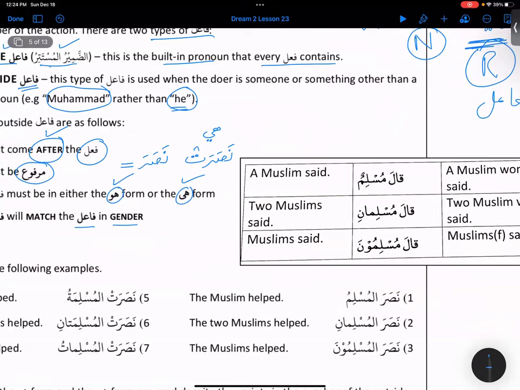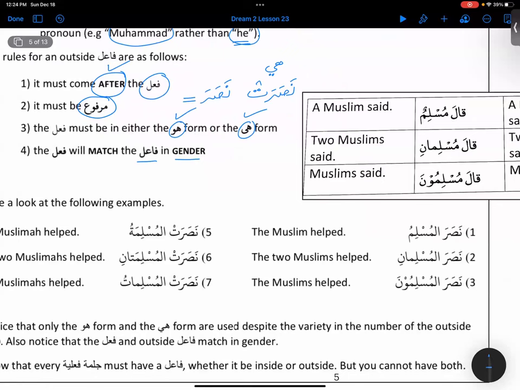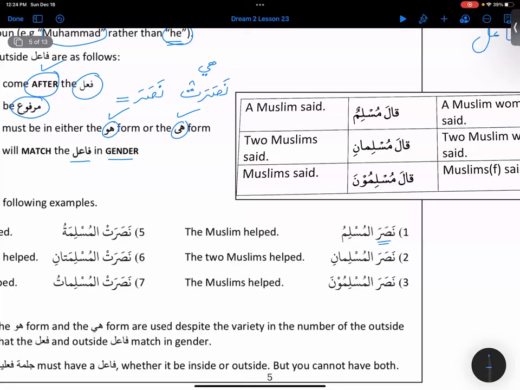Now, let's see some examples. Nasara, I should say, because it is going to have idgham over there. Nasaral Muslimu. So now Nasara is huwa version. Can I expect outside doer? Yes. And Al Muslimu, does it qualify for outside doer? Yes, because it is rafa, right? So now how am I going to translate? This is basically my file now. This huwa is terminated. So now Al Muslimu is my file. How am I going to translate? The Muslim helped.